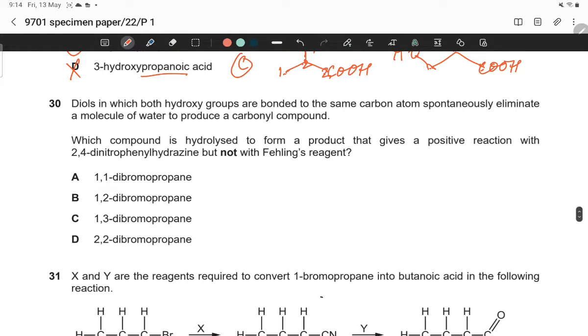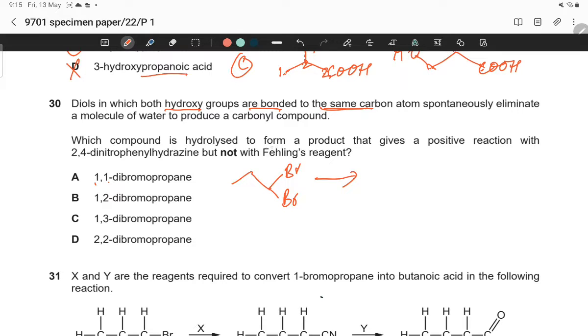A diol in which both hydroxy groups are bonded to the same carbon atom spontaneously eliminates a molecule of water to produce a carbonyl compound. Same carbon atom, 1,1-dibromo. This molecule is 1,1-dibromo, and spontaneously 1,1-dibromo gives carbonyl compounds.